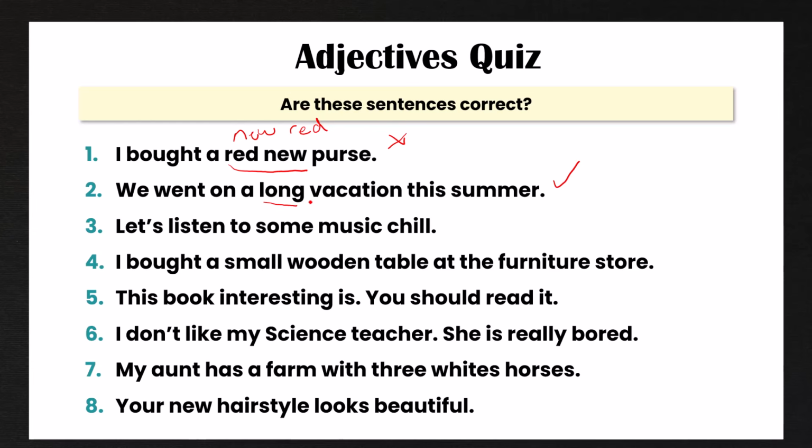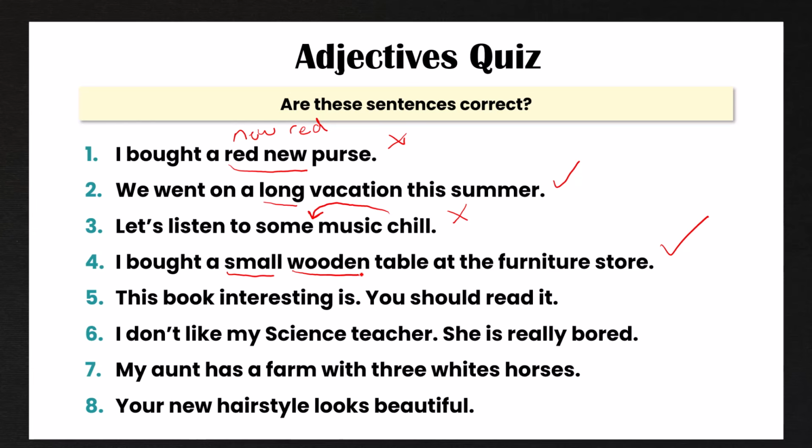It's correct. Number 3 is incorrect. Let's listen to some music chill. We should say, let's listen to some chill music. Chill comes before music because it is the adjective to describe the music, which is a noun. Number 4, I bought a small wooden table at the furniture store. This is correct. We have the adjectives small and wooden, and they are in the correct adjective order.